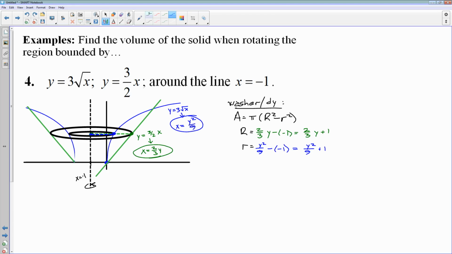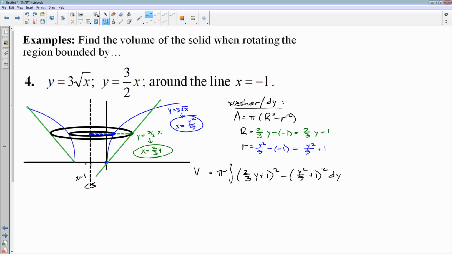And then we will take that and throw it into our antiderivative. So the volume is going to be pi times the integral. My integral signs are rough today. It's embarrassing. There, I guess that's better. Big R squared would be 2/3 y plus 1 all squared minus little r squared, which is y squared over 9 plus 1 all squared. This is a dy problem.